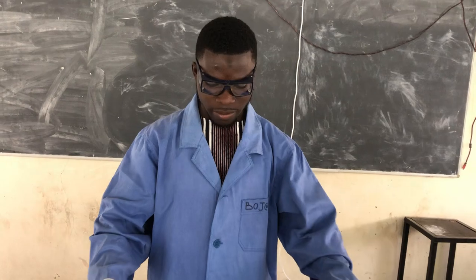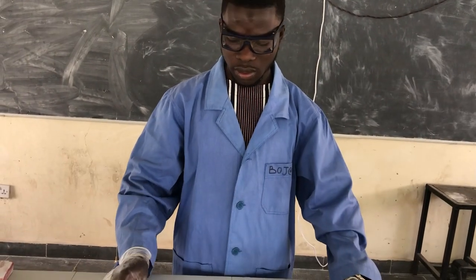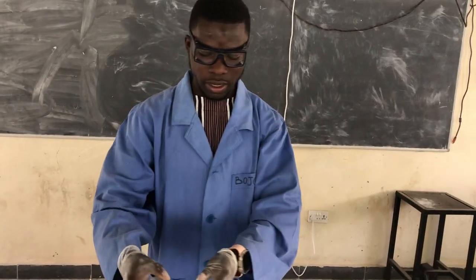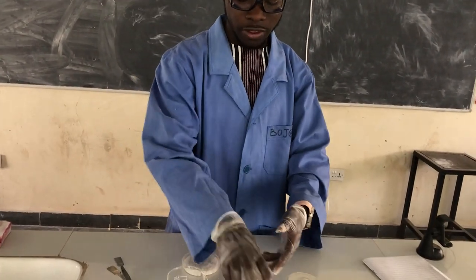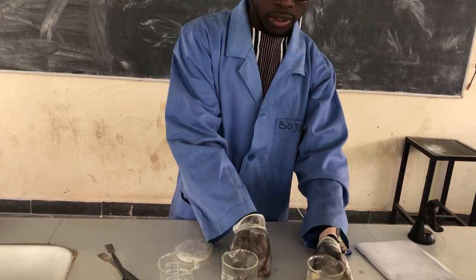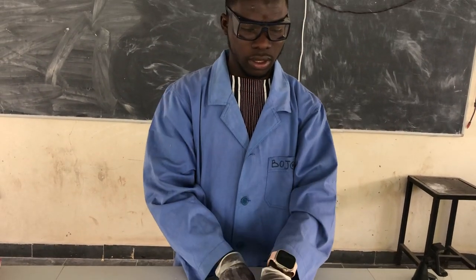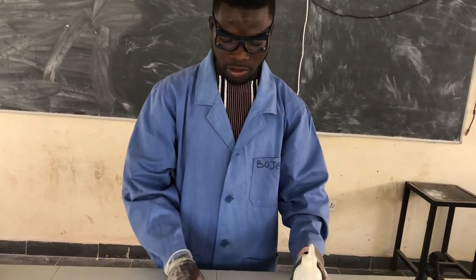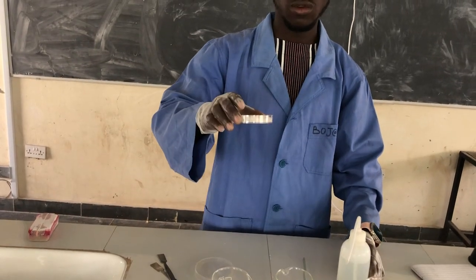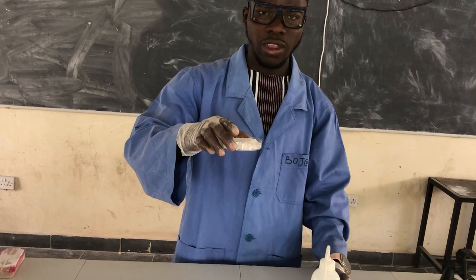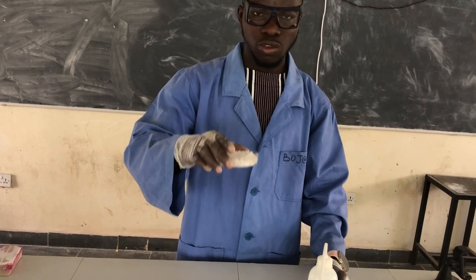Now here we have our apparatus. We have spatula, we have our beaker, 250 ml of beaker. We also have our stirrer. Now, this is a wash bottle containing water, and this is the salt that we are going to use as a sample to prepare saturated solution, unsaturated solution, and supersaturated solution.